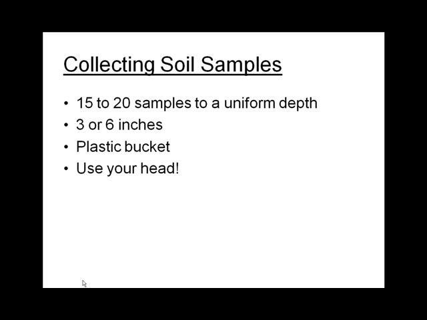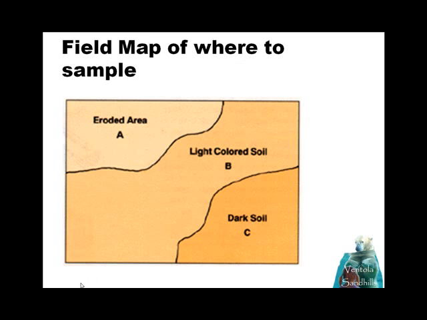If you have a field, this would be a crop field, and one area is eroded and has a different color, another area is normal and has a lighter color, and this area maybe has all kinds of sedimentation or is different, or the grass looks different, you would make 3 samples. You would take 15 samples from this area randomly, 15 samples from this area. Mix them into a bucket, put them in the container, and send 3 samples off if this were your field.